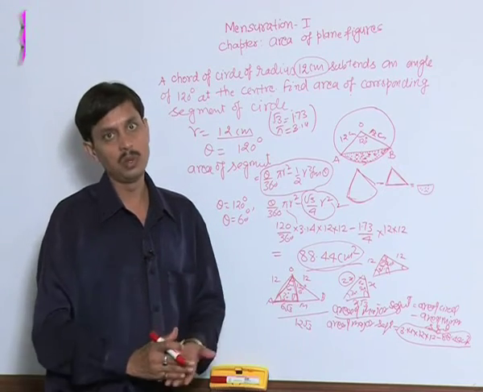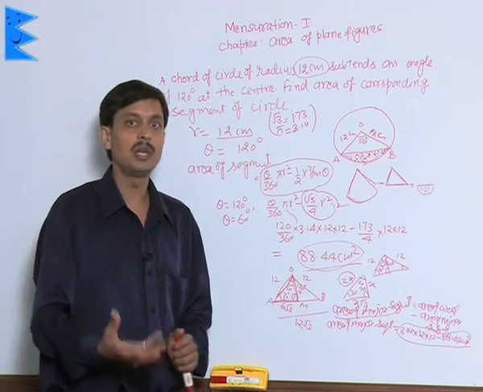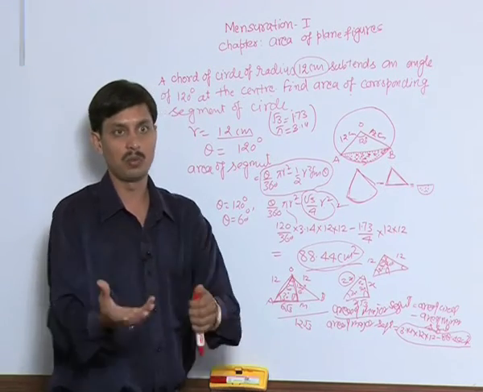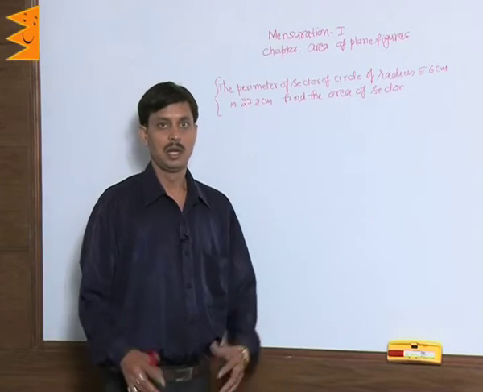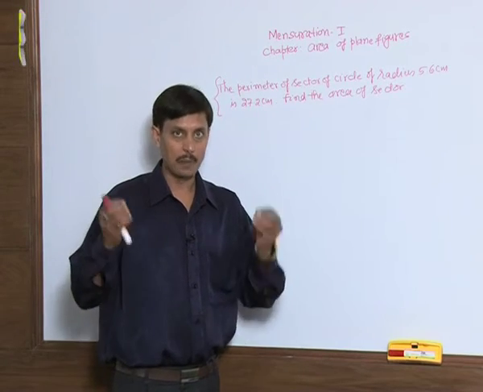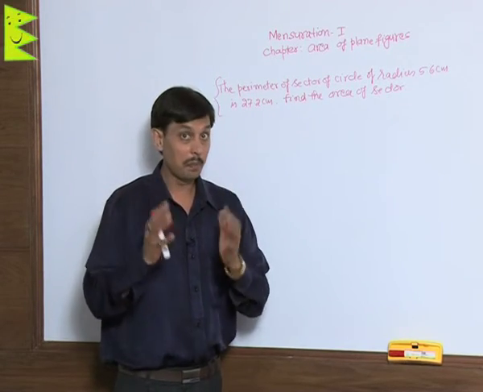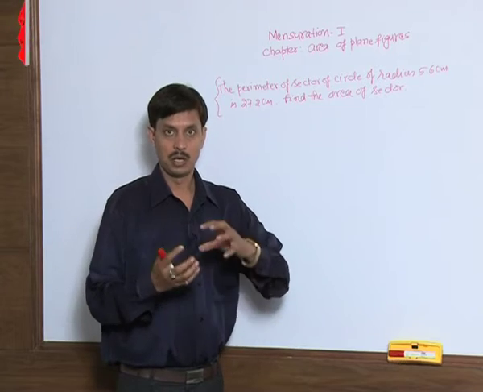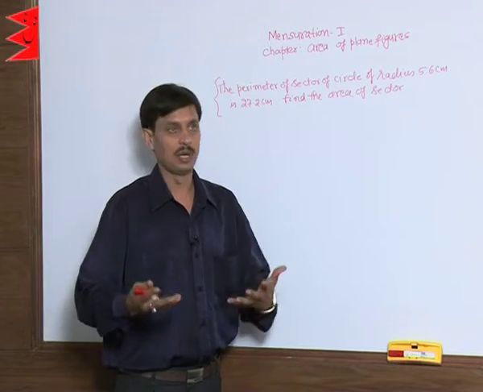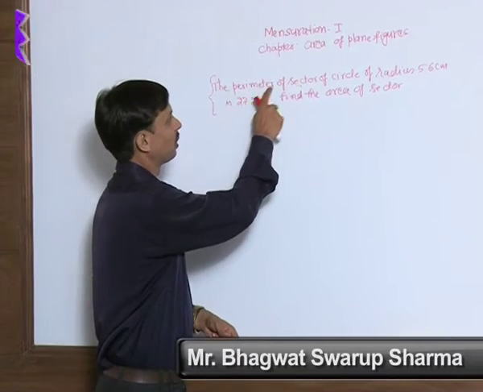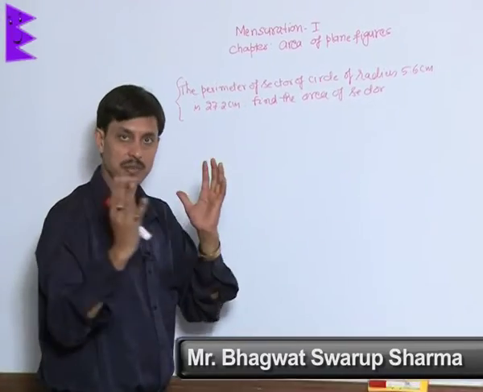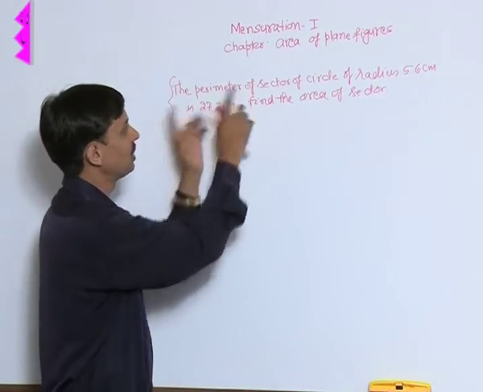Now we will explain a few more examples to make the application of the formulae in mensuration clear. Now an example absolutely based on the perimeter of a sector. How can it be possible? The perimeter of a sector of a circle: if a circle is there, there may be a sector.